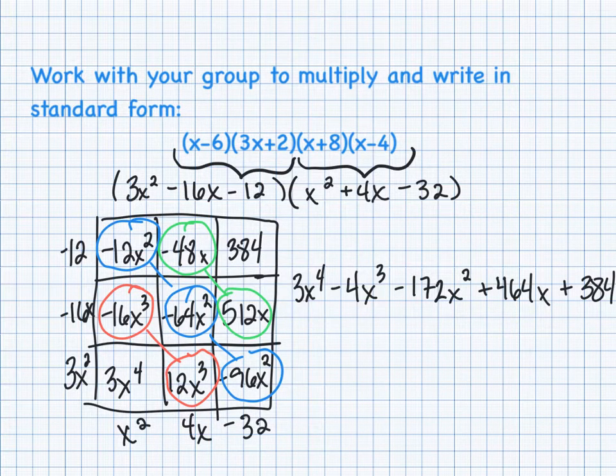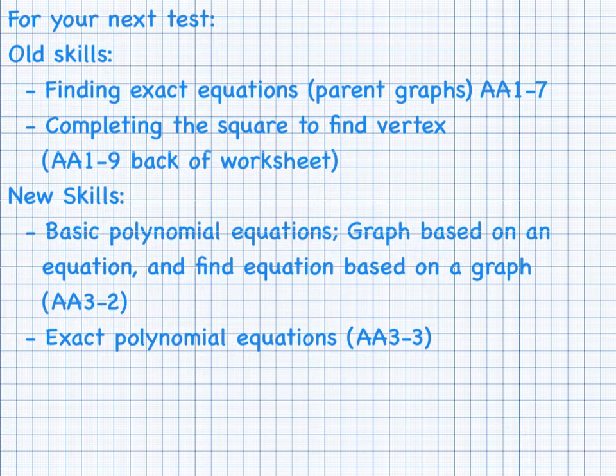One of the reasons you may want to be more comfortable with the boxes is that the next thing we're doing is factoring, and that is much easier, in my personal opinion, to do with the boxes. So next class, we're going to be factoring. The class after that, we are going to be working on the test. So old skills, finding the exact equations for the parent graphs and completing the square to find the vertex. Those are the old ones that we took before. And then the new ones will be the basic polynomial equations and the exact polynomial equations. So that's AA3-2 and AA3-3.